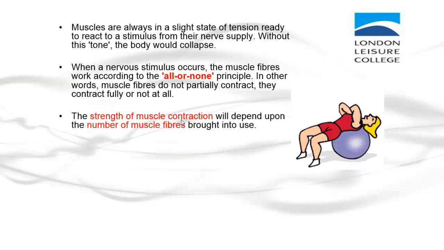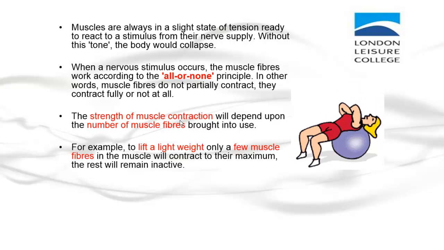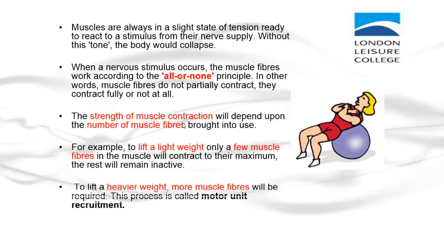For example, to lift a light weight, only a few muscle fibers in the muscle will contract to their maximum, the rest will remain inactive. To lift a heavier weight, more muscle fibers will be required, and this process is called motor unit recruitment.